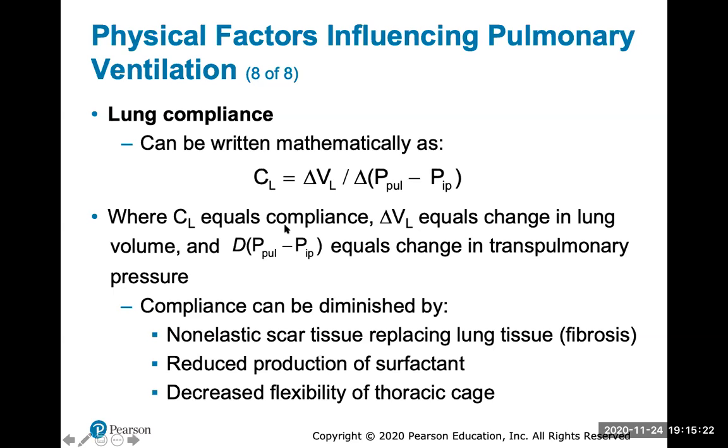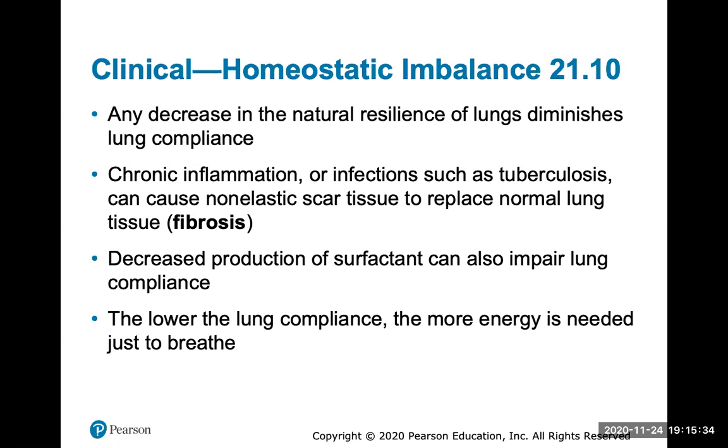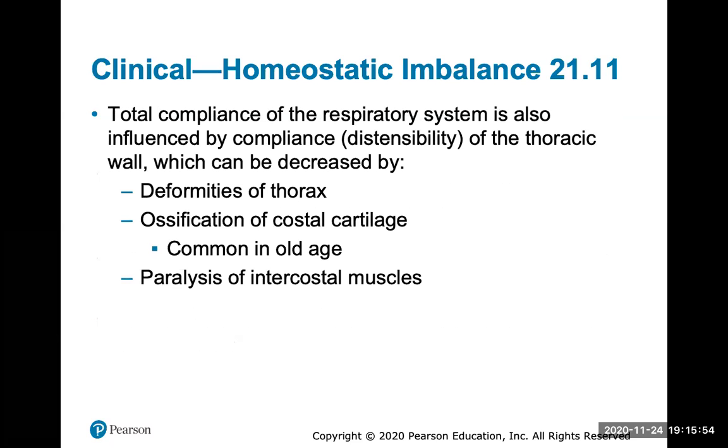I want you to know how compliance can be diminished by scar tissue like fibrosis, reduced production of surfactant, and decreased flexibility of the thoracic cage. Any decrease in the natural resilience of the lungs diminishes lung compliance. Chronic inflammation like tuberculosis can cause fibrosis, which is scar tissue to replace normal lung tissue, and a decreased production of surfactant can also impair lung compliance. The lower the lung compliance, the more energy is needed just to breathe.